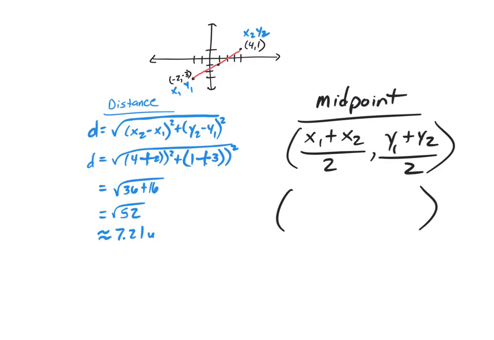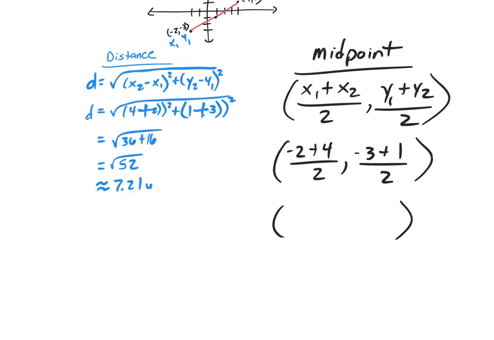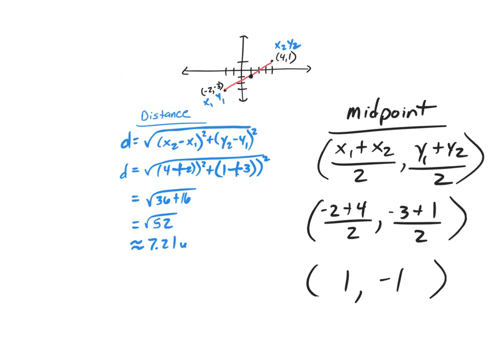I'm going to use the same 2 points that we had up above. We're going to plug that into our formula. So we're going to go -2 plus 4 over 2. And then we're going to go -3 plus 1 over 2. Just plugging those numbers from up above right into the formula. And then we're just going to do a little bit of math. -2 plus 4 is 2. 2 divided by 2 is 1. -3 plus 1 is -2. -2 divided by 2 is -1. So my ordered pair is 1, -1.